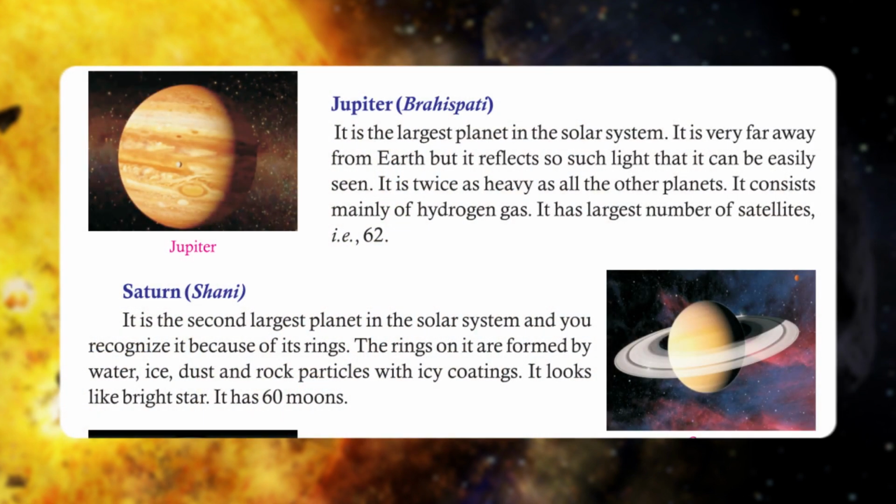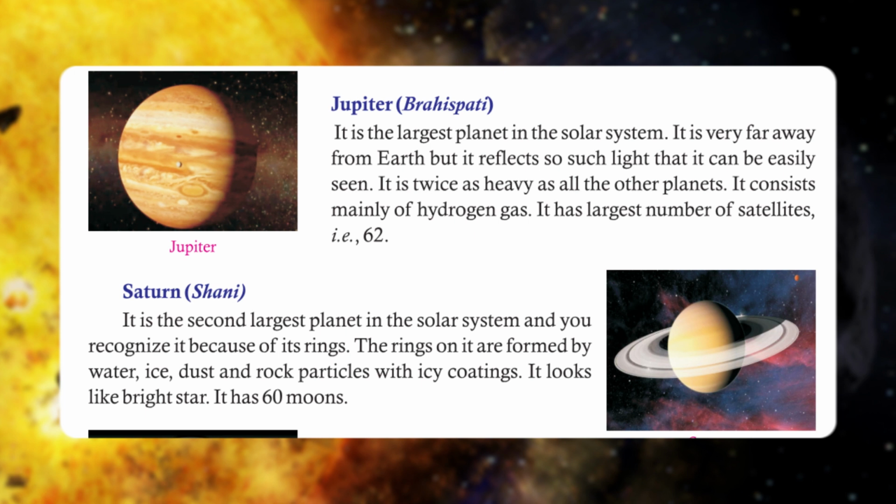Jupiter, Brihaspati. It is the largest planet in the solar system. It is very far away from Earth, but it reflects so much light that it can be easily seen. It is twice as heavy as all the other planets. It consists mainly of hydrogen gas. It has the largest number of satellites, that is, 62.